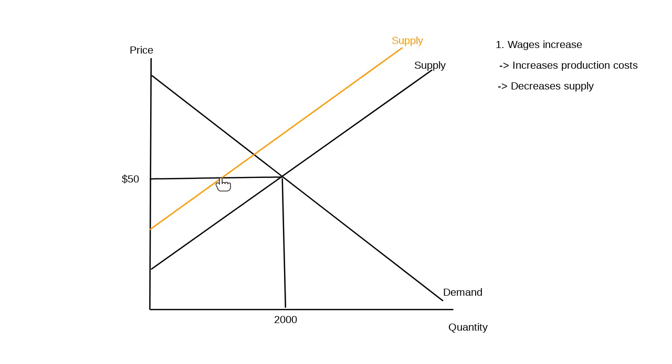So at this point here, consumers are still demanding 2,000, but the firms are producing less than 2,000. This is called a shortage. There's more demand than there is supply. So how does the market fix that? Well, you increase prices.